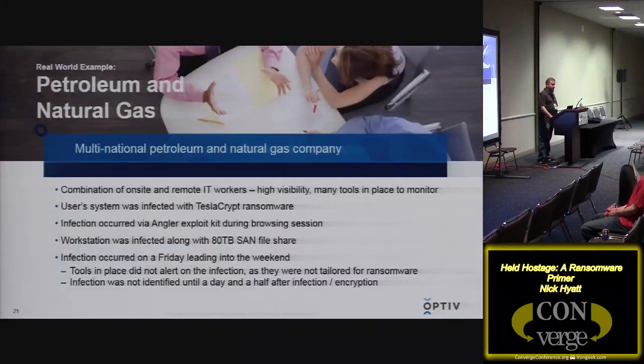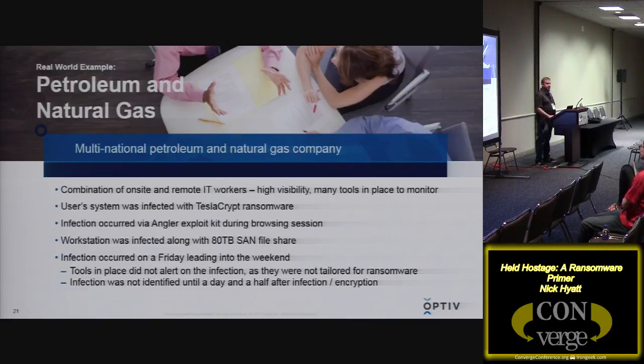So our third example here is a petroleum and natural gas industry. It's a multinational, and they have a combination of on-site and remote IT workers. They have a high visibility and many tools in place to monitor that stuff. So essentially, we're seeing a change here. Instead of there being only remote IT staff, it's a combination of on-site IT staff and a bunch of tools.